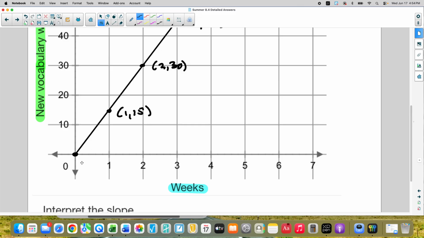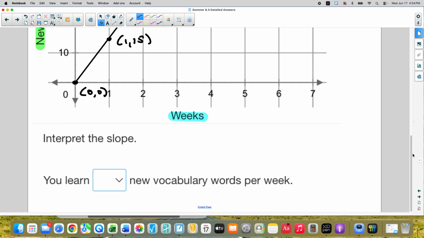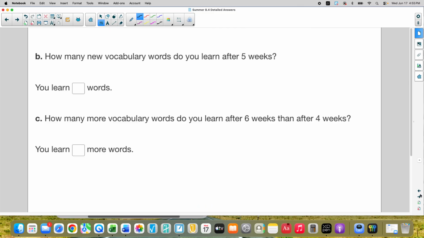And sure, 0, 0. After 0 weeks, we've learned 0 new words. After 1 week, we have learned 15 new words, etc. So interpret the slope. You learn 15 new vocabulary words per 1 week. That's how we would interpret that. Good. How many new vocabulary words did you learn after 5 weeks?